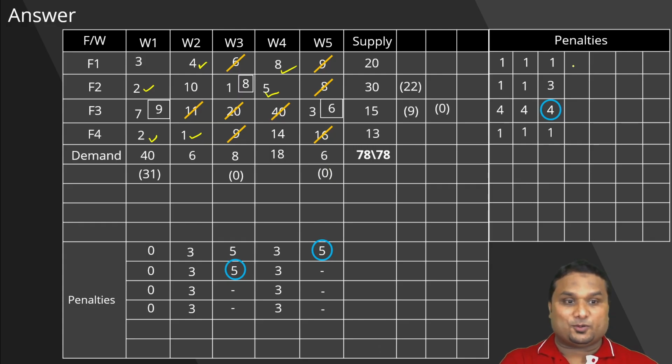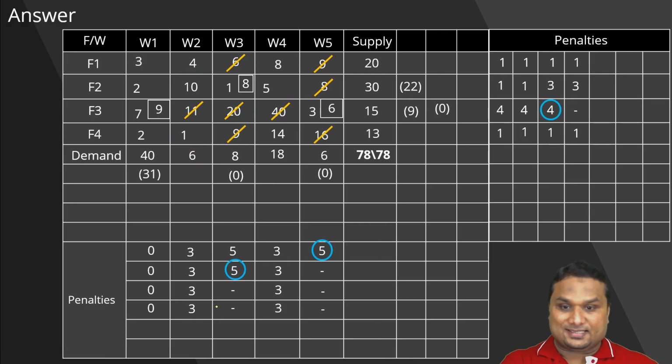Now we have to do the row penalty. Look here, the least value is 3, the next least value is 4, so the difference between 3 and 4, the row penalty is 1. And the next row, the lowest value is 2, the next lowest value is 5, the difference between 2 and 5 is 3. And here there is no penalty. Here the difference between 1 and 2, the penalty is 1. So we got the penalties of rows and columns.